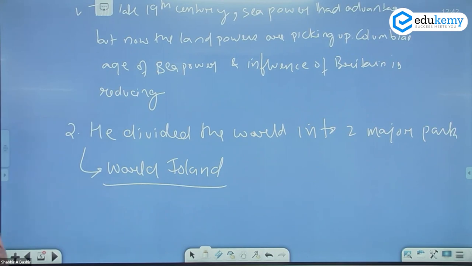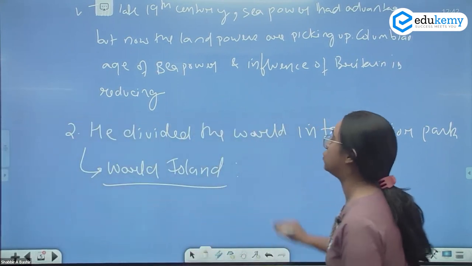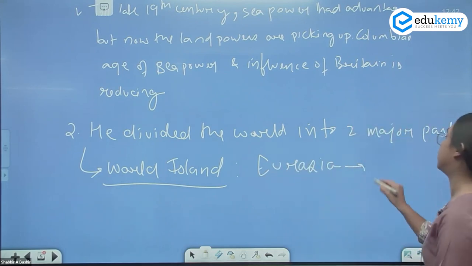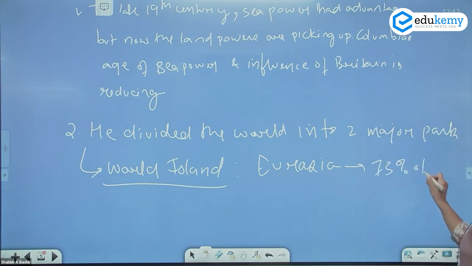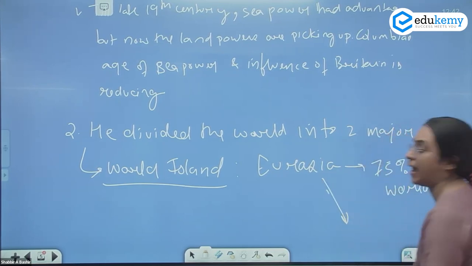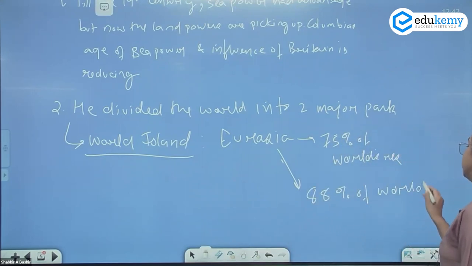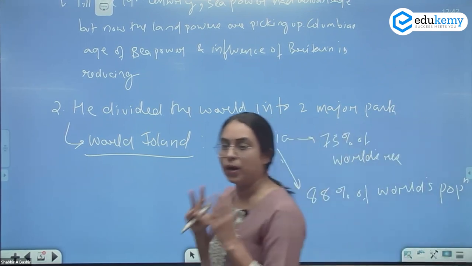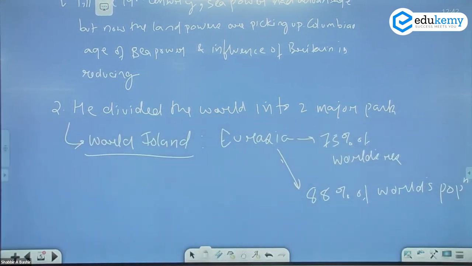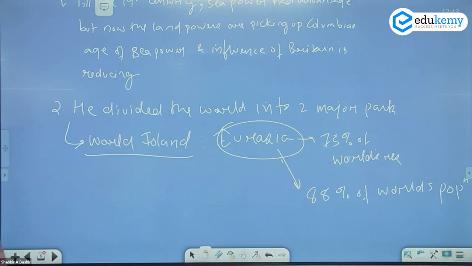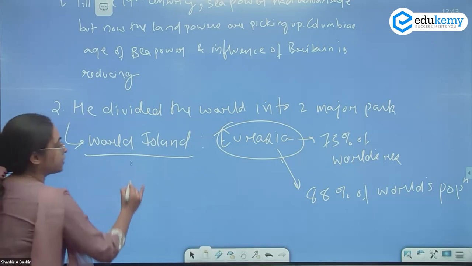What is this World Island? He says that this World Island basically includes Eurasia. Eurasia is the World Island. Why? Because Eurasia has 75% of the world's resources, and it has nearly 88% of the world's population. So now he's dividing the world. He says that there is one major island in the world, that is called the World Island. This World Island is Eurasia. It has 75% of the world's resources and 88% of the world's population, and therefore it is very important.